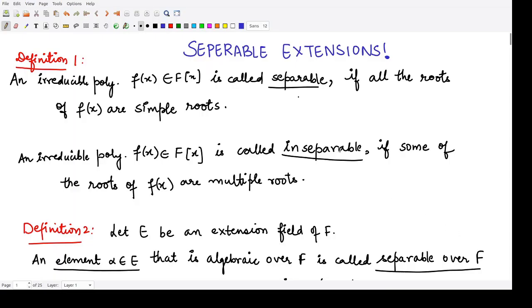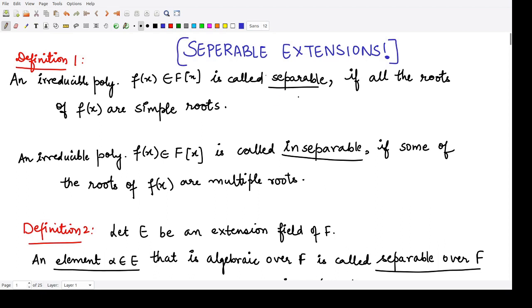Let us start with separable extensions. Before this, we have studied splitting fields, multiple roots, and finite extensions. So now we will be studying separable extensions. We have also studied normal extensions. So what do you mean by a separable extension? That is the next question.